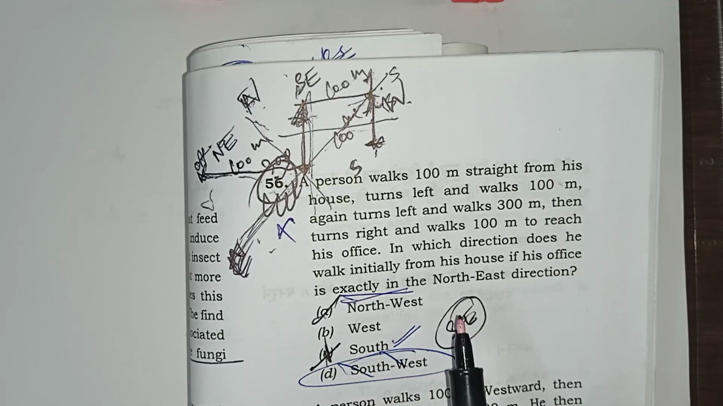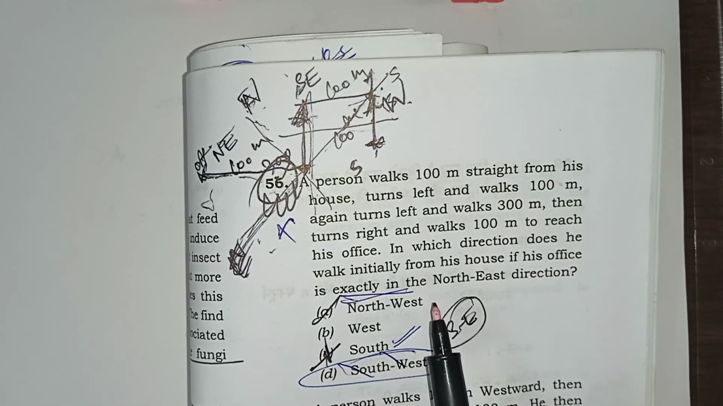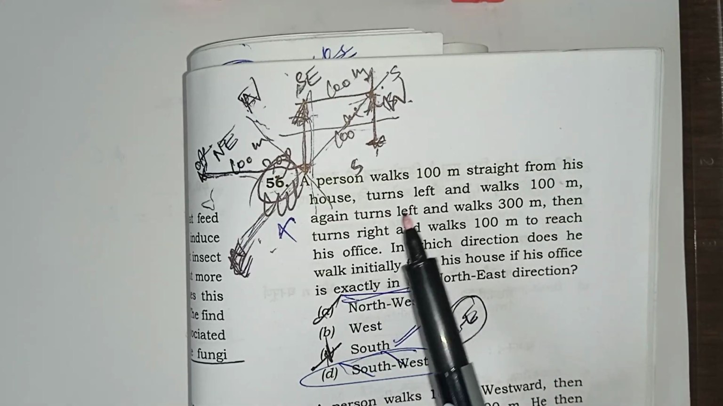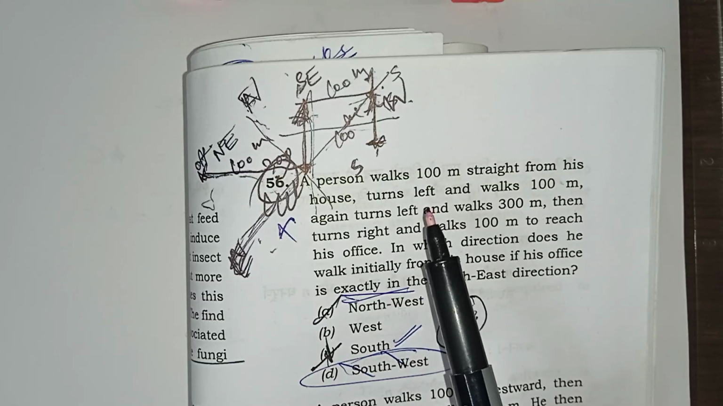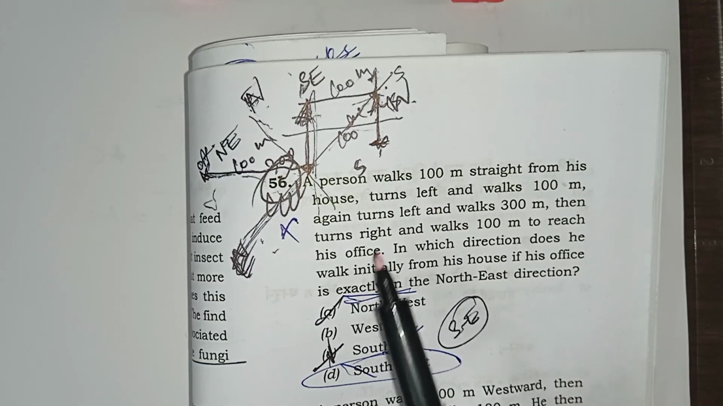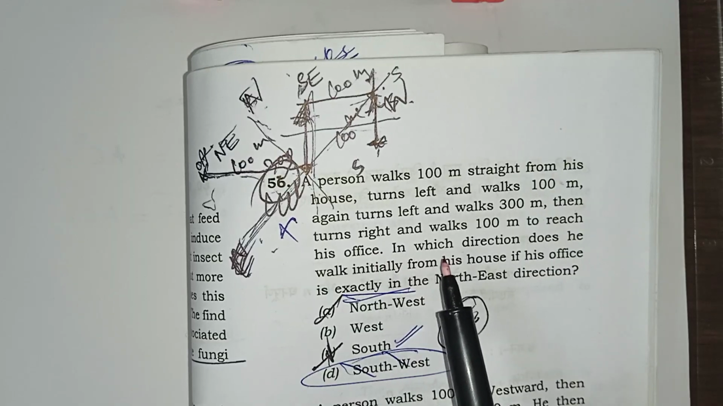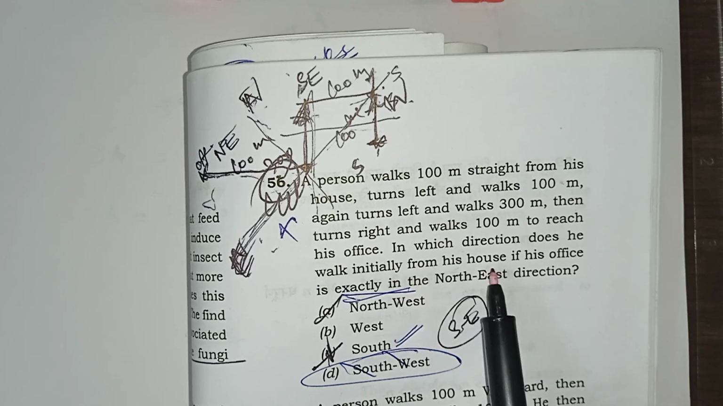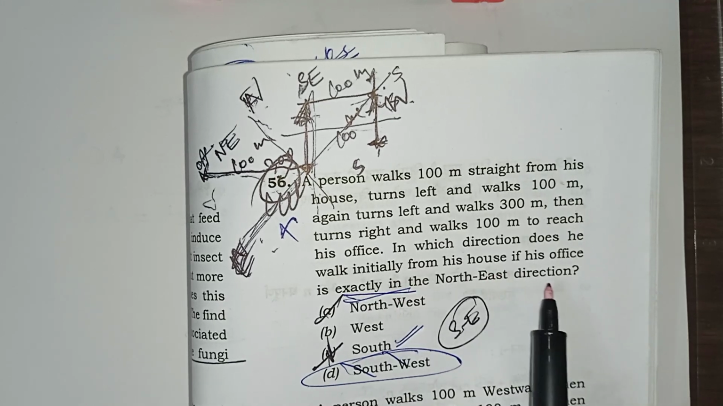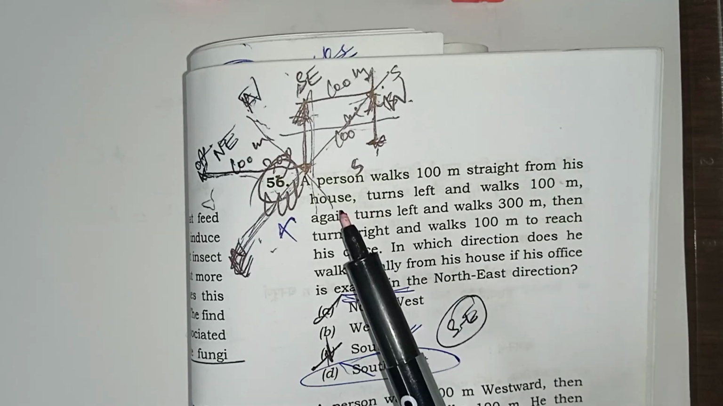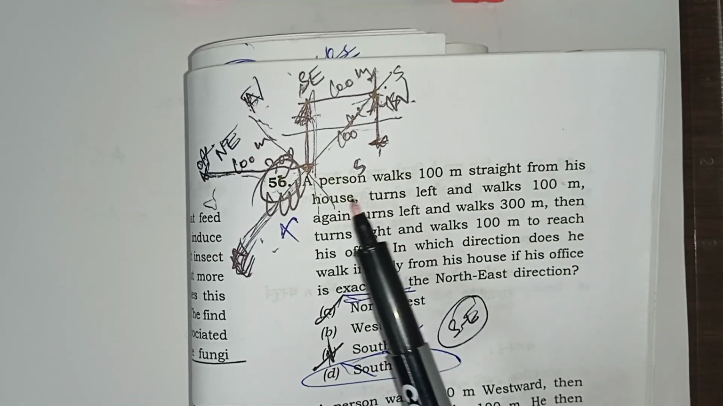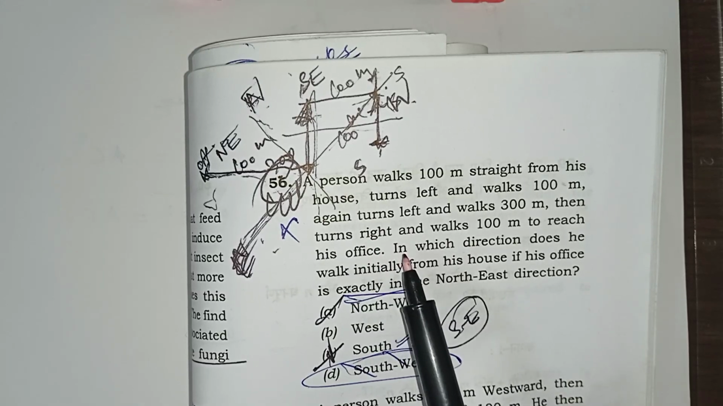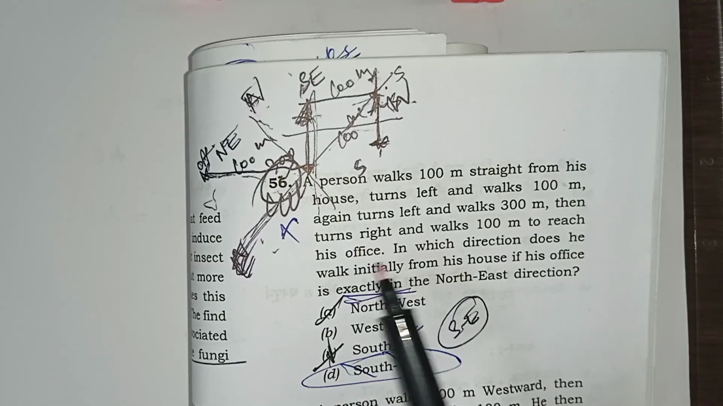Before solving, I would like to clear a few statements in this question. The question gives a statement and we have to solve this question with respect to the person who is walking. In the end, the question directly states in which direction does he walk initially from his house if his office is exactly in the northeast direction. So all the statements, from a person walks 100 meters straight till office, are talking about the person, and so you have to follow the person walking.